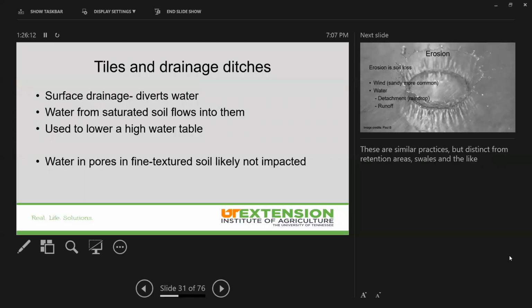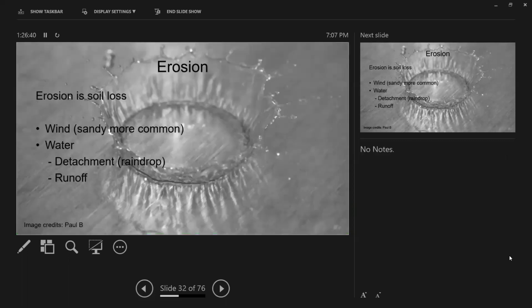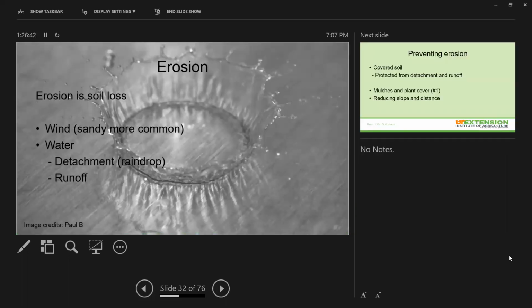But the tiles, the drainage ditches, they just help that surface drainage. They help divert the water, slow it down, saturate the soil, and keep it from running off. And they're used to lower a high water table. I don't know exactly how that works, but the water in the pores in a finely textured soil is not likely to be impacted from the addition of the tiles.